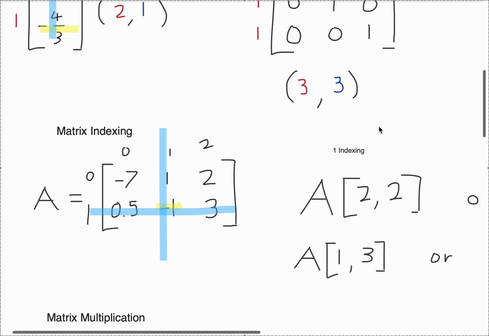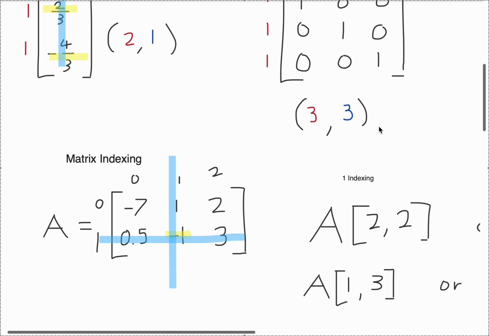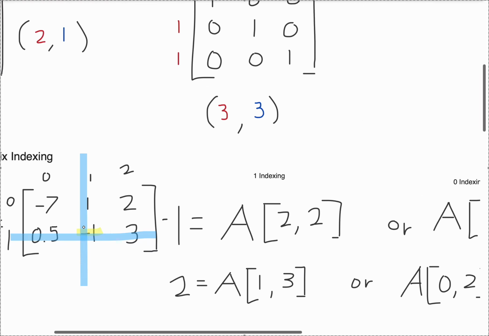Okay, so that's how we index our matrices. That's how we find what number they're in. So this is the -1 equals this, and this is the 2 equals this one, right? The 2 equals 1, 3, or 0, 2 if you're using 0 indexing, and the -1 is this one.